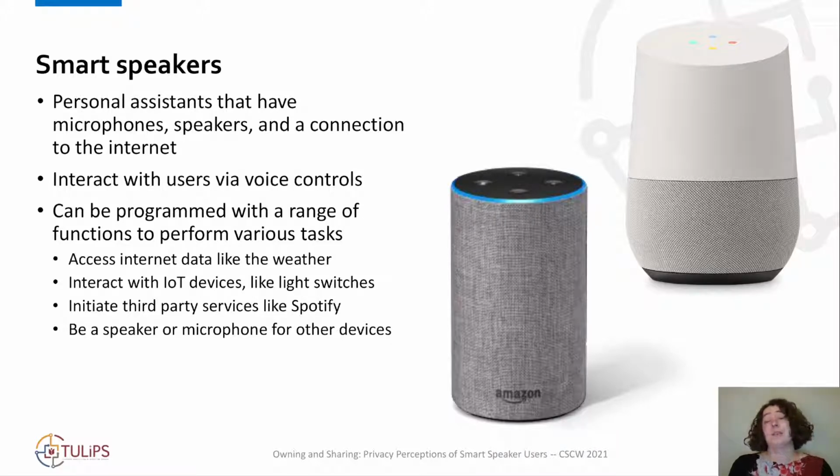Examples of what smart speakers can do include interacting with basic internet data. So you could ask it what the weather is or what an actor was in a movie. Interaction with Internet of Things devices. So you might be able to tell it to turn on the toaster or set an alarm. You could also ask it to turn on a light switch. Also, it can be used to initiate third-party services like Spotify. So you could ask it to play a song off of Spotify. And it can also be the speaker or microphone for another device. So you could use your phone, for example, via Amazon to have a conversation with someone.